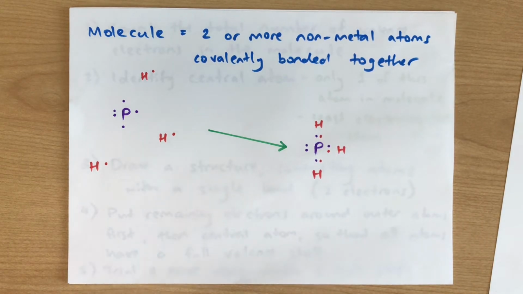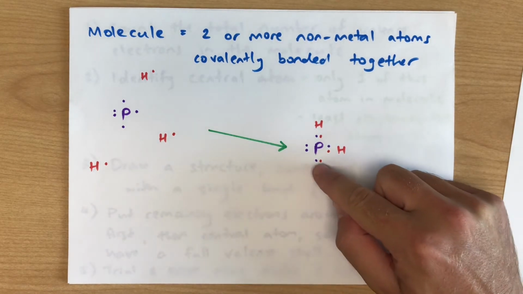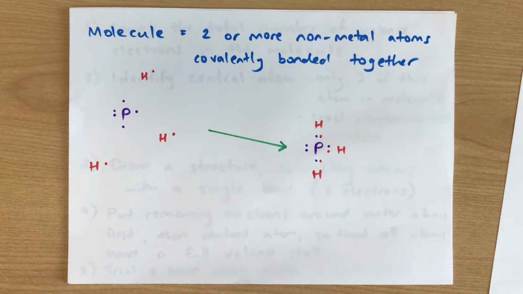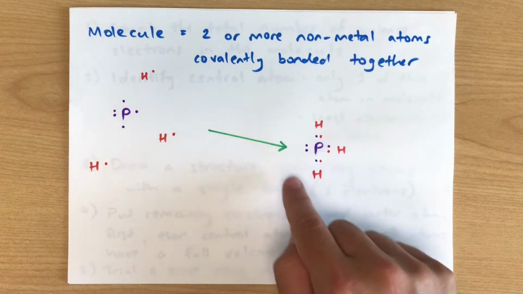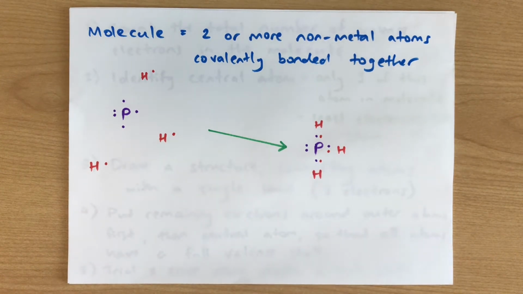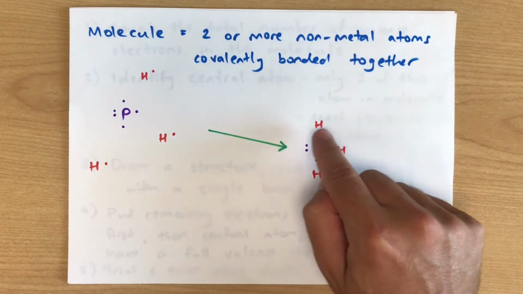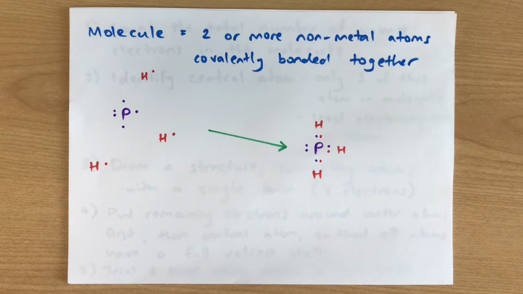which is a full valence shell, and each hydrogen has 2 valence electrons around it, which is a full valence shell. So as you can see, drawing these kinds of diagrams shows which electrons belong to which atoms and how we can design a potential structure that satisfies every atom and gives them a stable configuration.